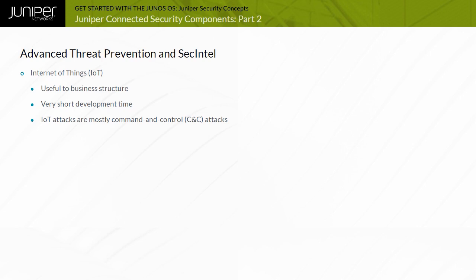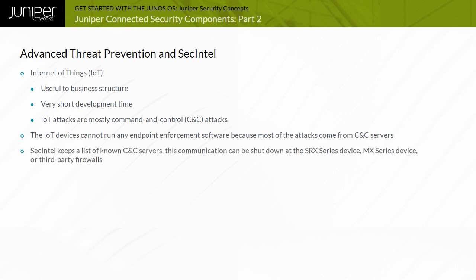Juniper ATP solutions with SecIntel work perfectly in such a scenario. The IoT devices cannot run any endpoint enforcement software because most of the attacks come from CNC servers, and SecIntel keeps a list of known CNC servers. This communication can be shut down at the SRX series device, MX series device, or third-party firewalls. The entire IoT infrastructure can now have a new layer of security without worrying about the individual IoT vendors and their commitment to security.